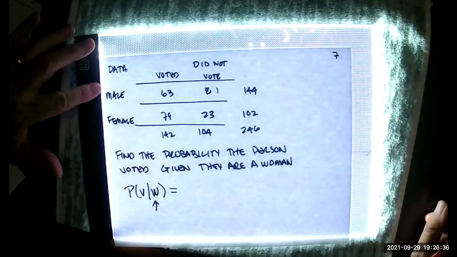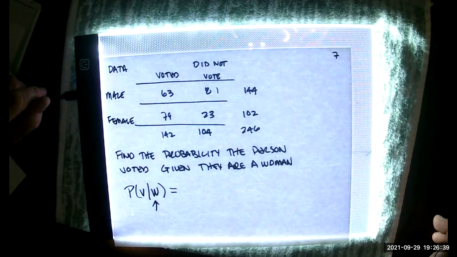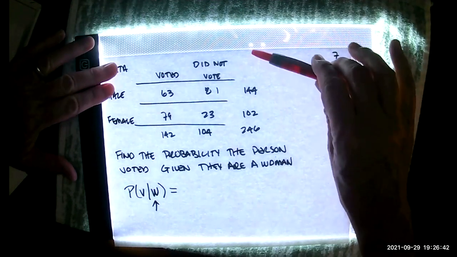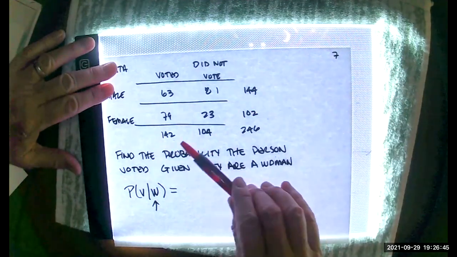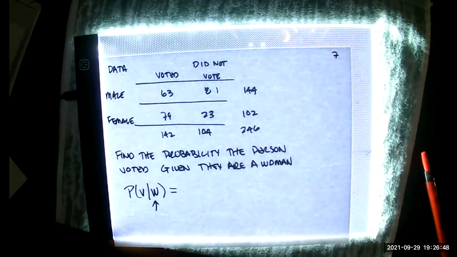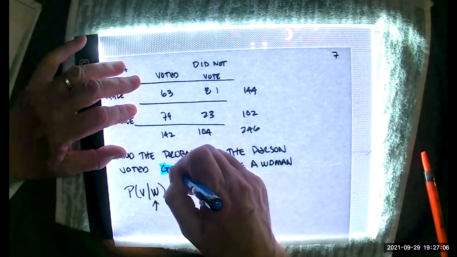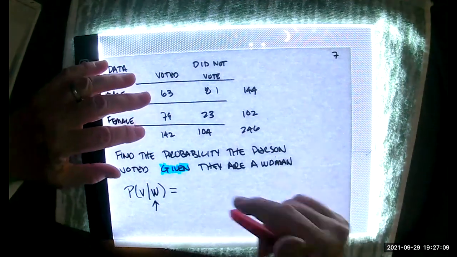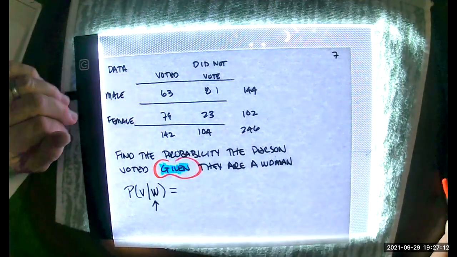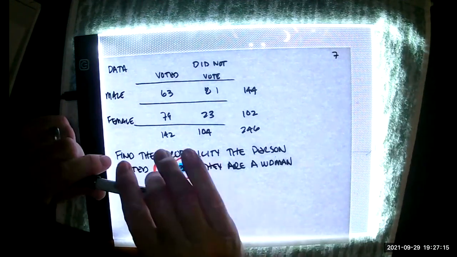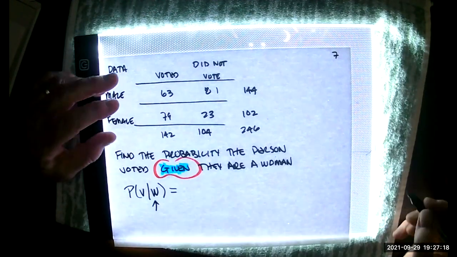I have some data here, male and female data, on whether they voted or did not vote. You'll notice I've already gone ahead and calculated row totals and column totals and my grand total. You're going to need some of these values. The other thing is the language here. We're going to find the probability of selecting someone who voted given that they are a woman. Now, our book is fairly consistent with this, and I am 100% consistent with this when I write the problems into our quizzes and our exams.